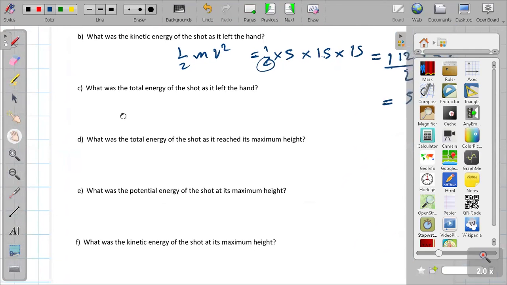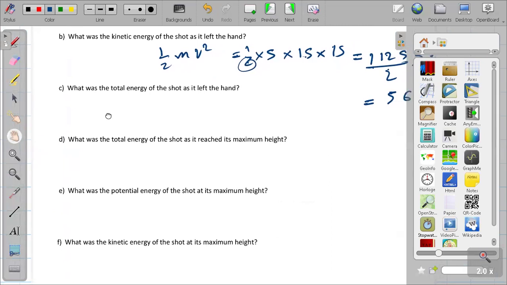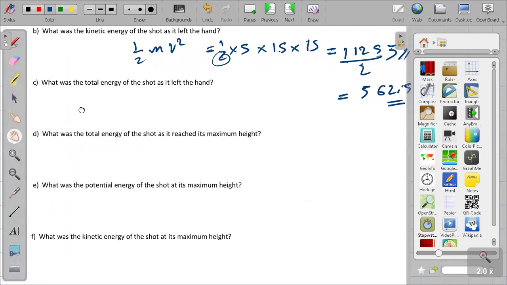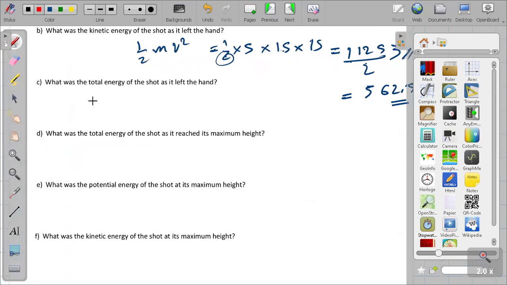Now in the next one, what is the total energy when the shot left the hand? You have to add the kinetic energy and potential energy together.